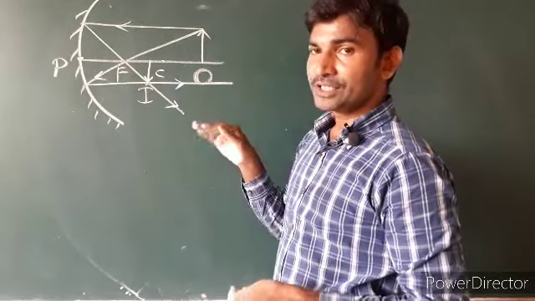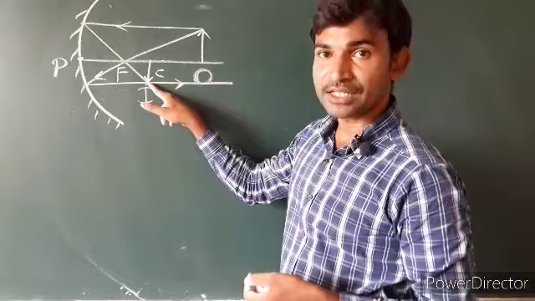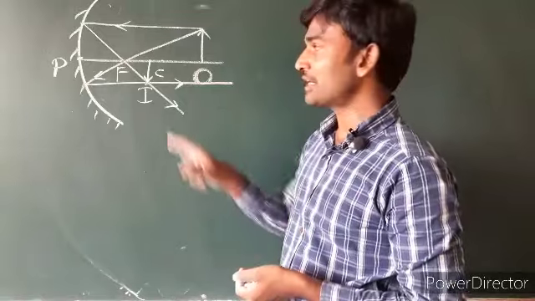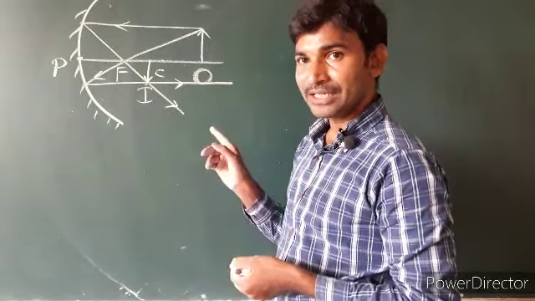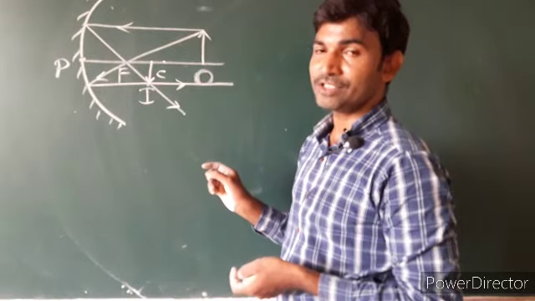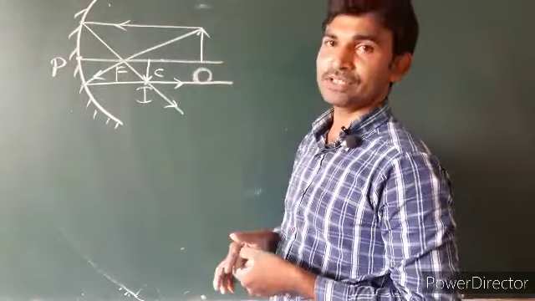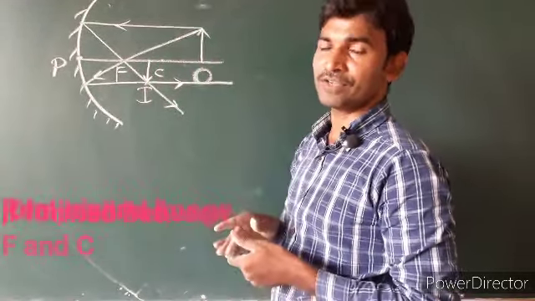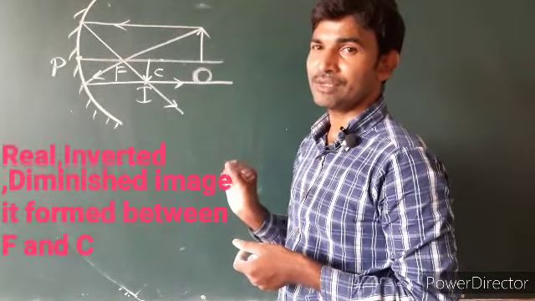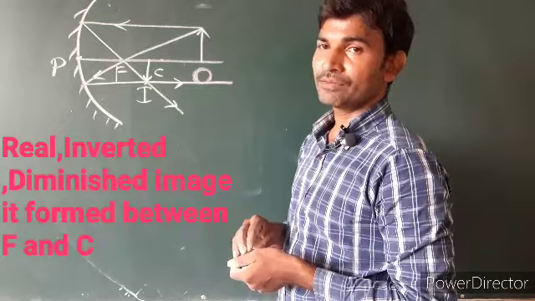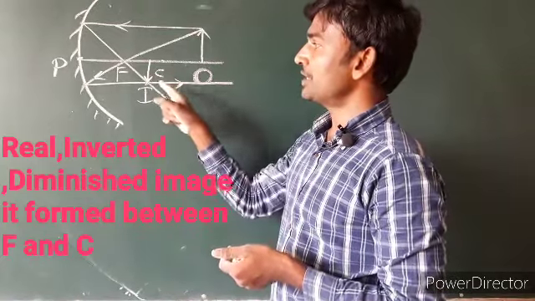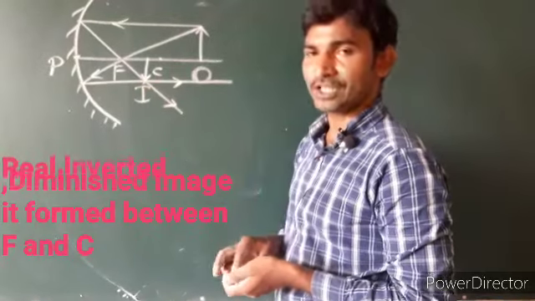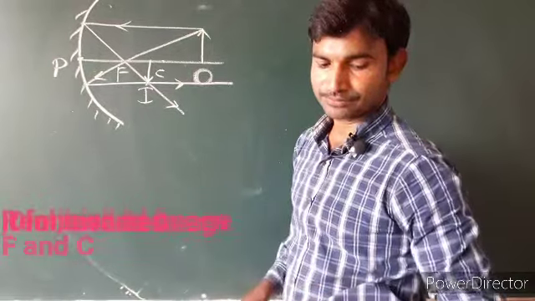And it is a real image. Real means the intersection point of reflected rays is called a real image. It is also an inverted image, because it is formed in the reverse position. Inverted means it is formed reversely. And it is diminished. Diminished means we got a smaller size image than the object. So first of all, real image, inverted image, diminished image, and it is formed between focus and center of curvature.